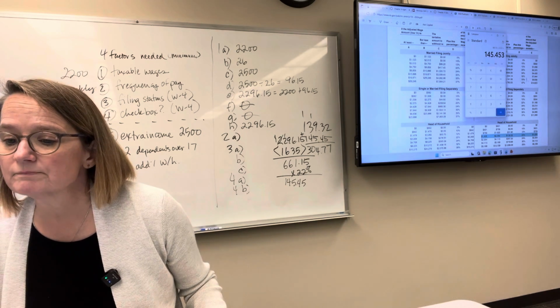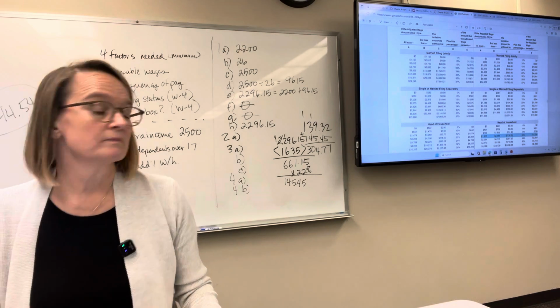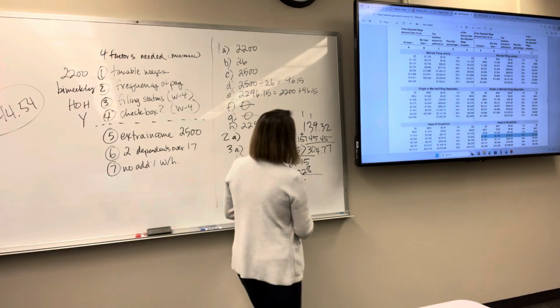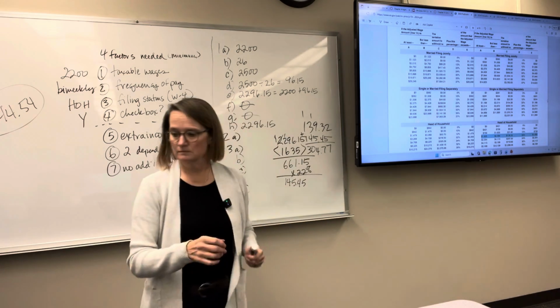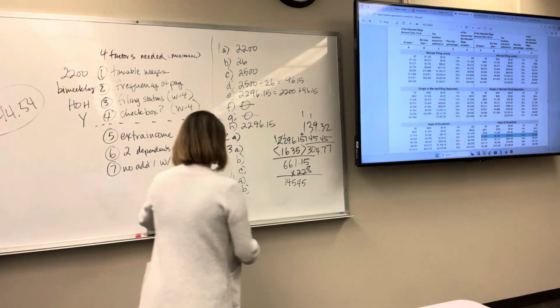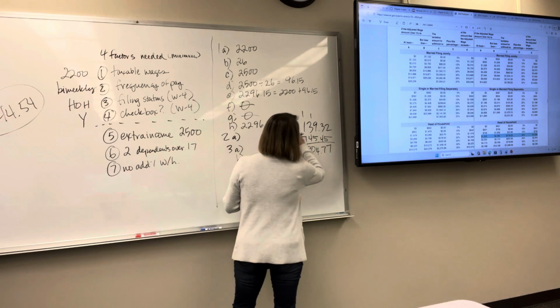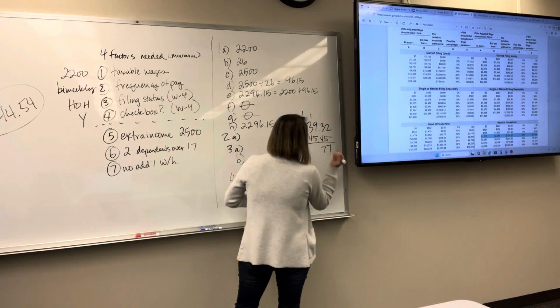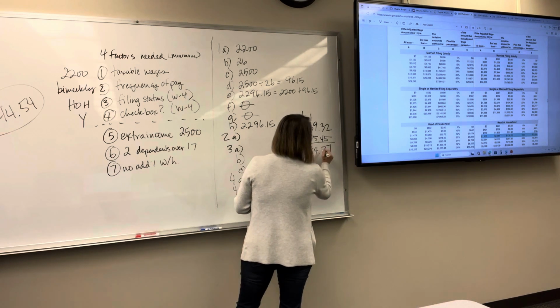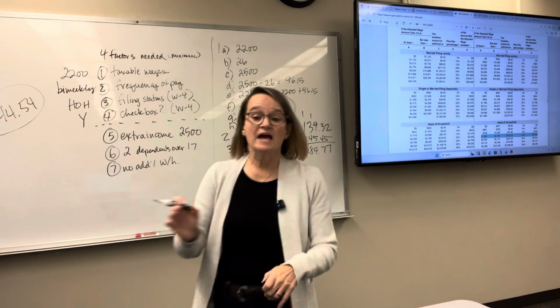Where is my form? Yeah, the 7. It should be 284. Okay. Thank you. When I do it in my head, it's not necessarily going to be right. 284.77.